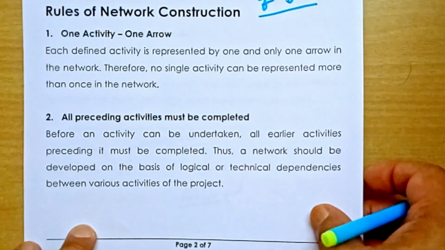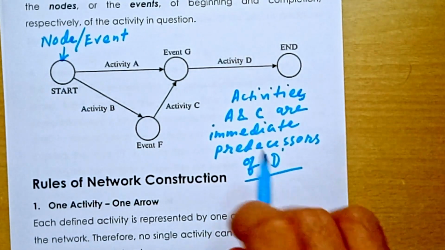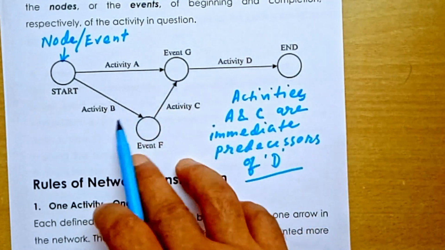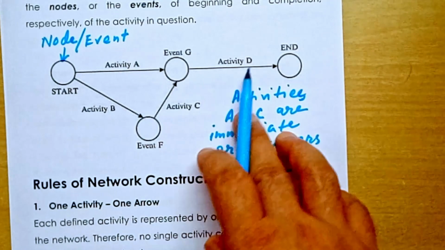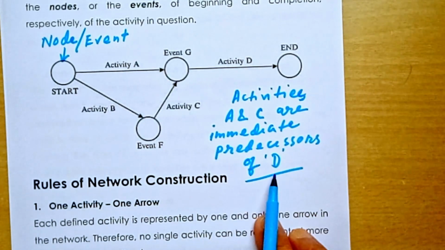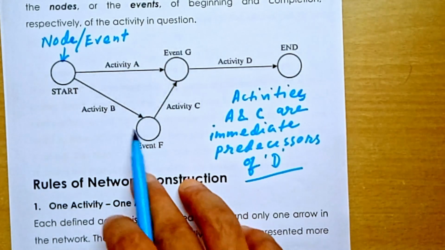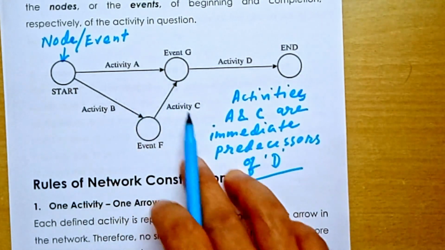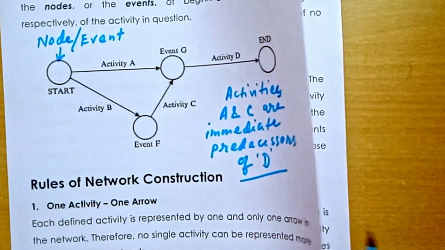So fine, you've understood this. I repeat one important thing here again. Activity D has 3 predecessors: A, B, C. But remember, activities A and C are immediate predecessors of D. B is a predecessor, but not an immediate predecessor. Okay. Next rule, let us come to the next rule.